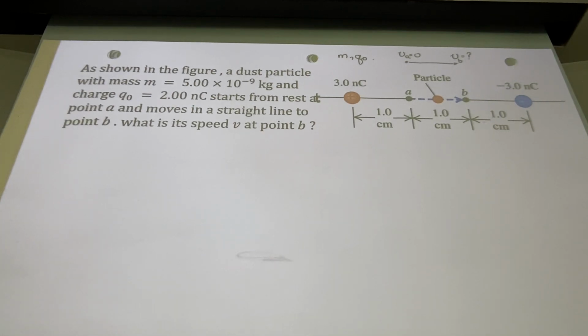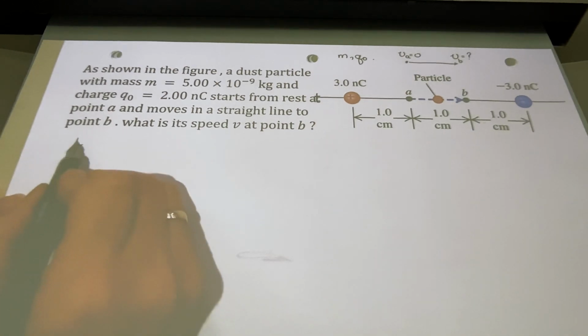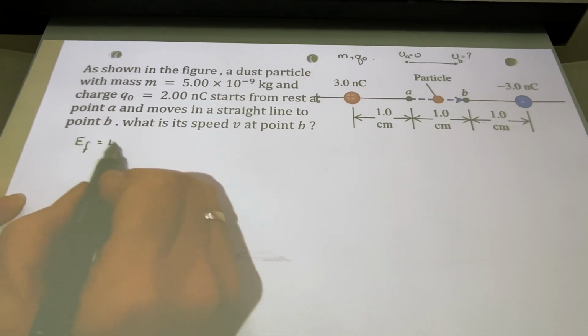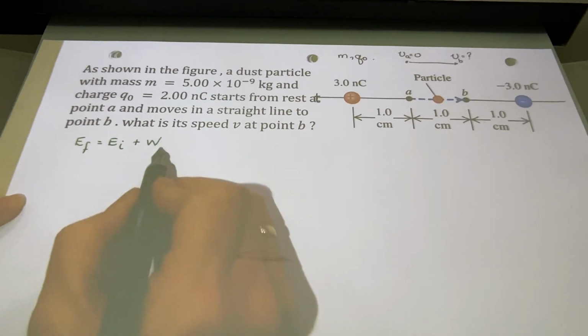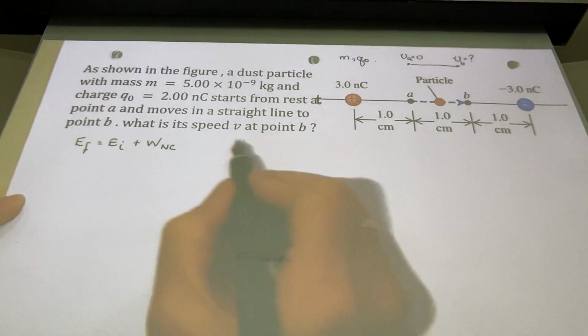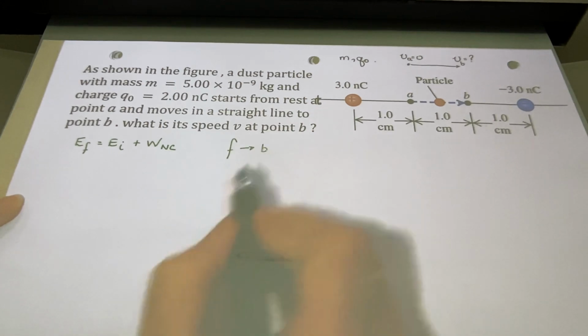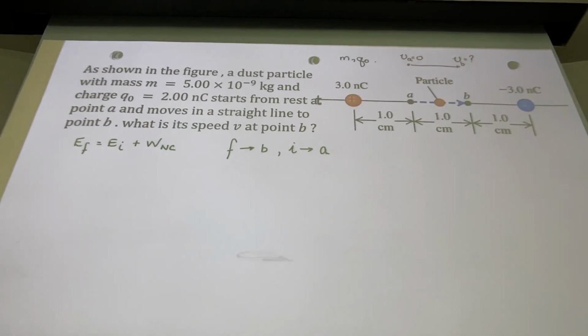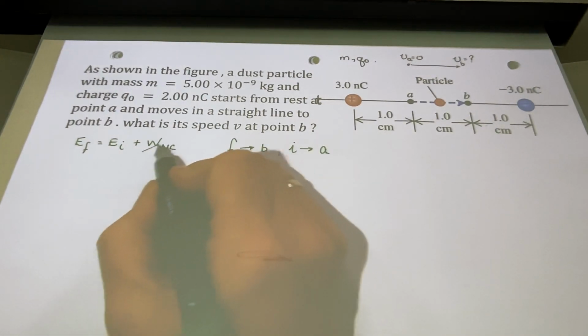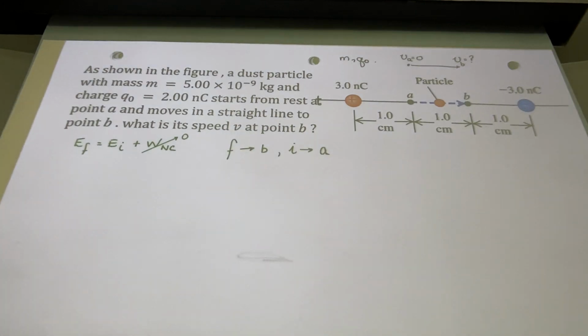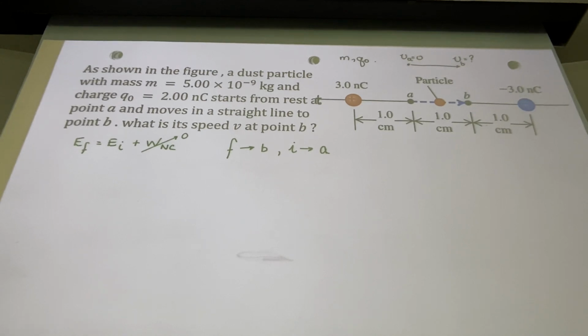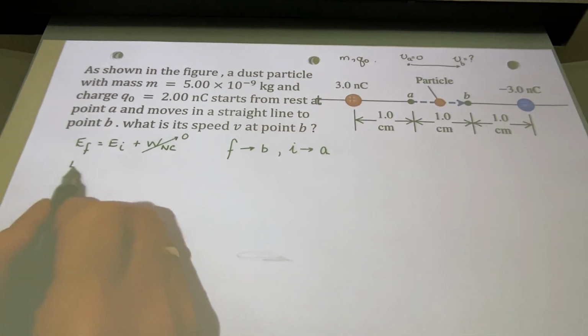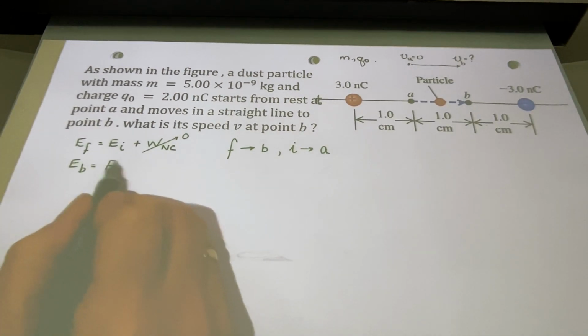Let's write down our equation for conservation of energy. Energy at our final point is energy at our initial point plus the work done by non-conservative forces. We're going to say that our final point is at point B and our initial point is at point A. So it starts at A and goes to B. We don't have any friction or air resistance or anything like that that we're going to worry about. So we're going to say that the work done by non-conservative forces is 0. So our final mechanical energy is equal to our initial mechanical energy. So we'll say E at B is equal to E at A.